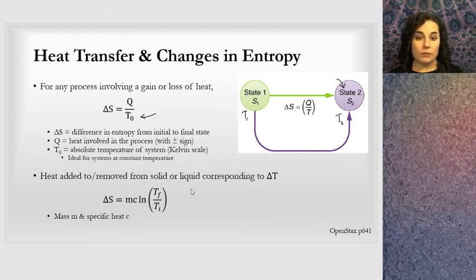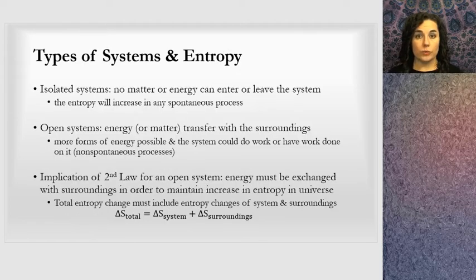You may see problems that emphasize using a change in temperature definition of change in entropy. You'll be able to tell because there will be a change in temperature of the material, and you will be given a specific heat. So when we're looking at changes in entropy, we're looking at heat transfer in or out of a system. And so I think it's important to look at the different types of systems, what the confinements of heat being transferred in or out of that system are, and how entropy plays in there.